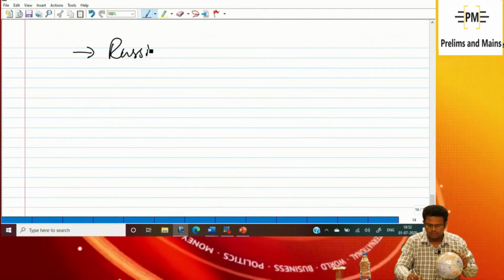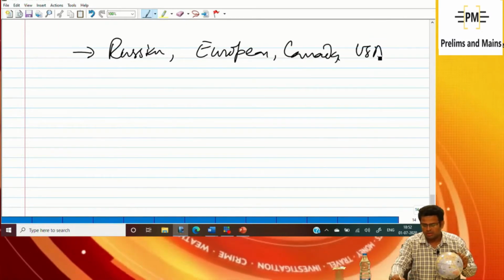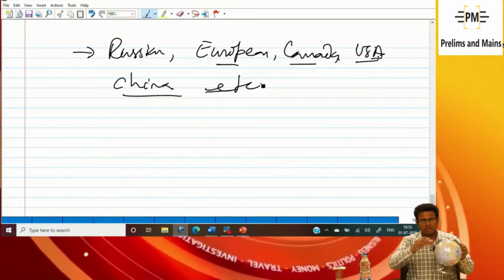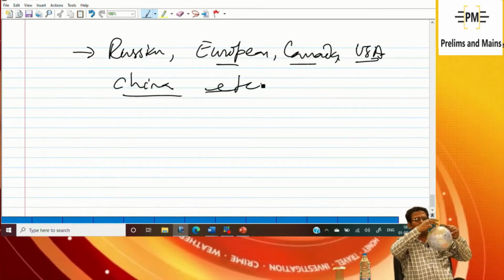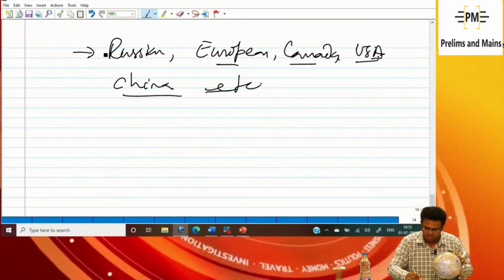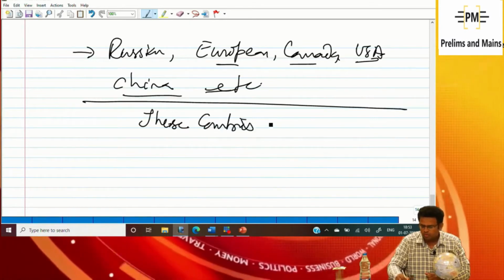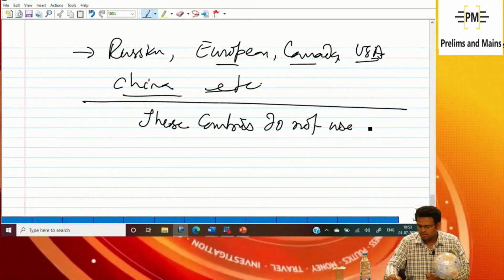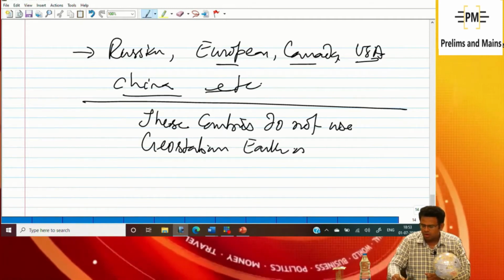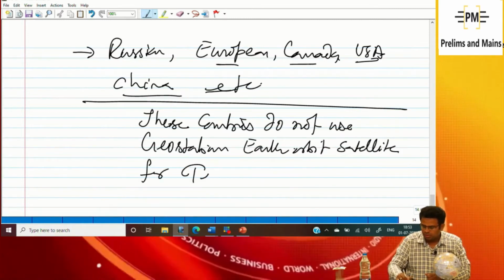Russia, European countries, Canada, USA, China, these are countries which are in the high and little mid latitude and polar region where the signals are not going properly. So these countries do not use geostationary earth orbit satellite for telecommunication.